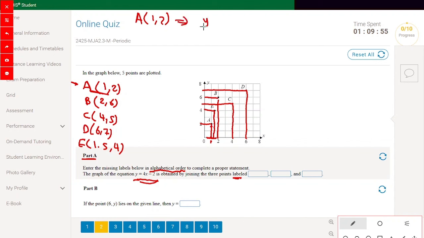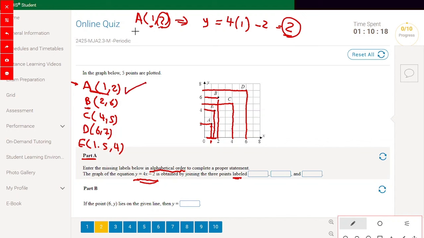So here y will be equal to 4x minus 2, with x being 1. So the answer here will be 2. So y here is 2, and the y coordinate of point A is 2 also. So point A is a solution.